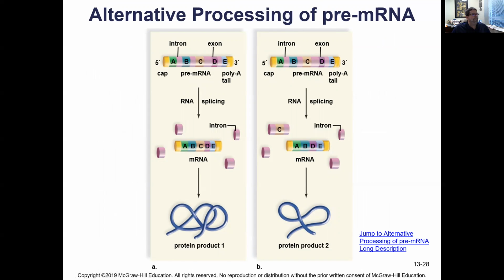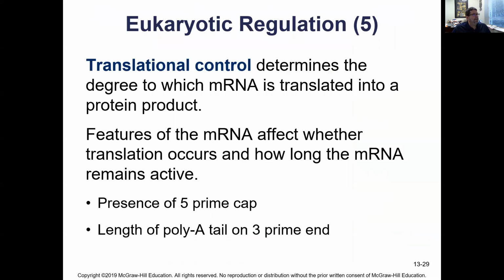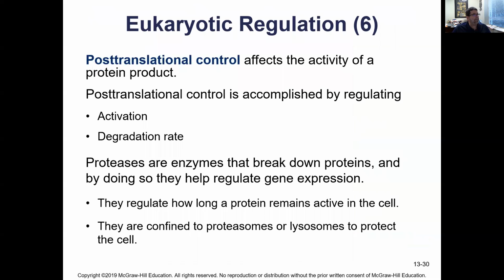Okay, here's another one showing alternate processing. So we can make different proteins from the same gene by splicing the RNA differently, cutting out different introns. Pretty wild, okay? Then of course, translation control, something that stops that. And talking about this, pretty famous, the presence of this 5' cap, got to be there for that to happen.